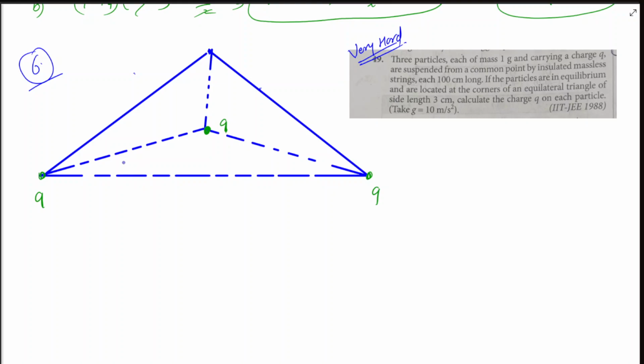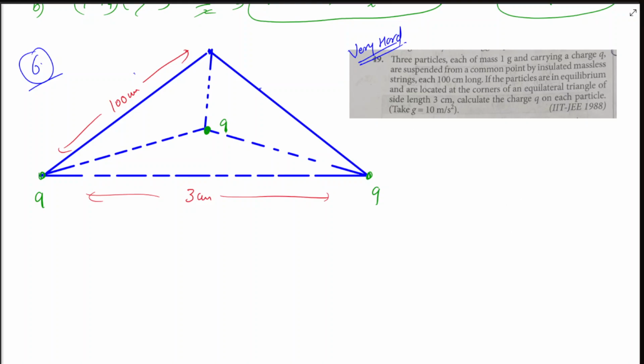Now these are 100 centimeter, so this must be small. I've taken it very large, but don't worry, I will mention these values. So it's a 100 centimeter long wire, and this is 3 centimeter long. It's not to scale, so it should look like this. This is pretty small, but I have to make the diagram bigger so that you will understand it better.